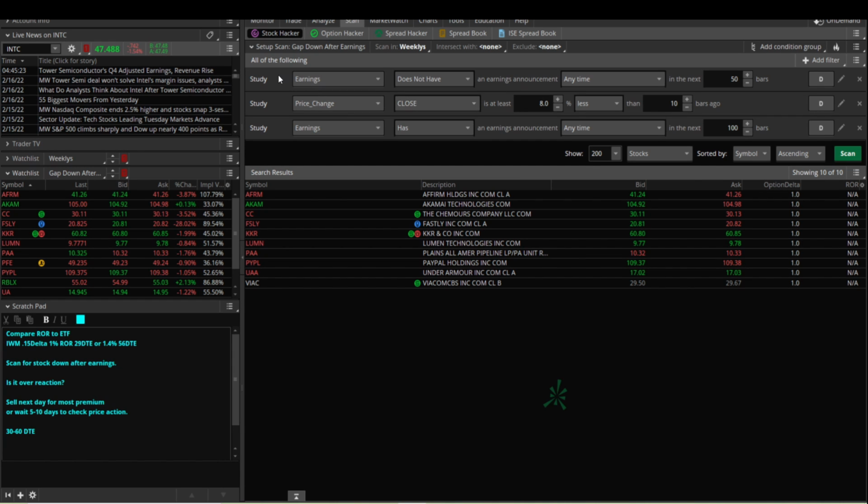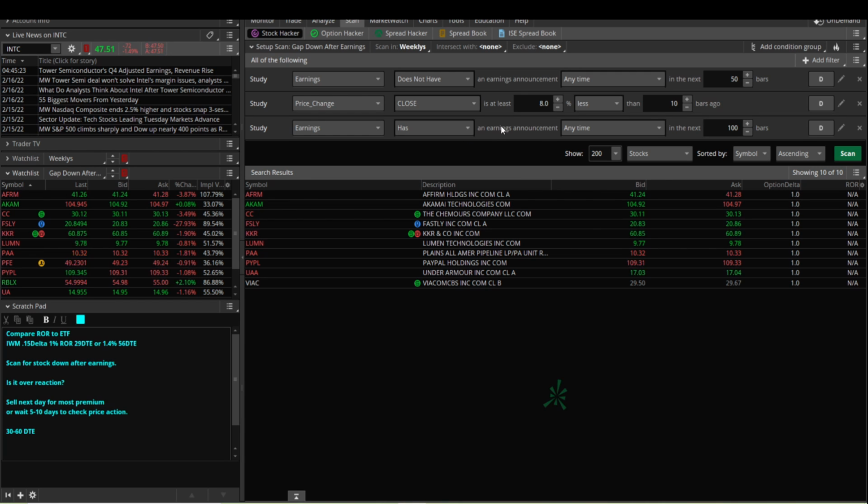And then we want 2 study filters for earnings. The first one is does not have earnings anytime in the next 50 days. So that's going to basically find the stocks that have just had an earnings announcement. And then it's going to scan for does have earnings in the next 100 days.